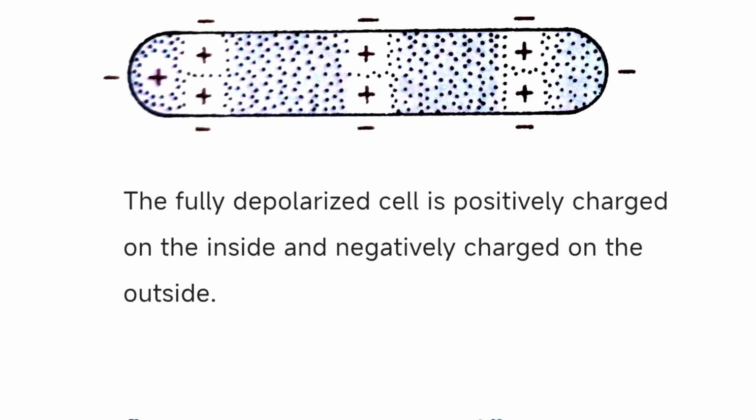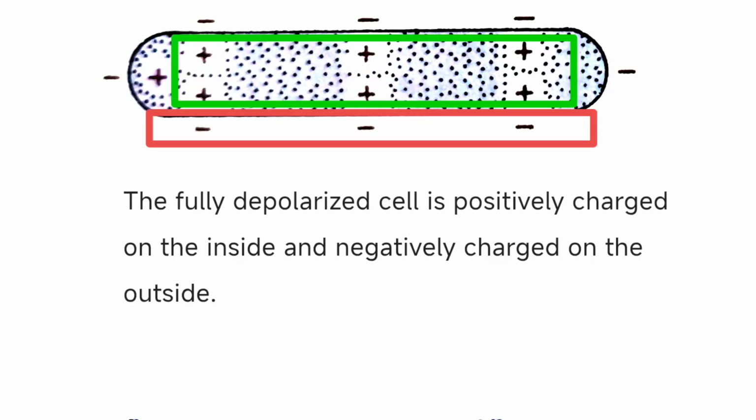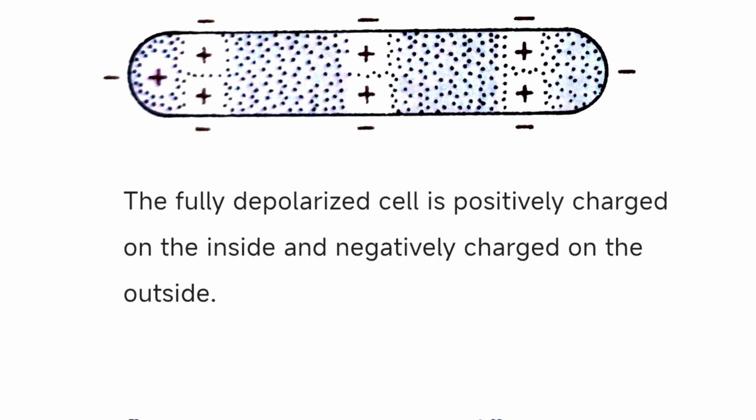When the entire cell becomes depolarized, the outside is negative. The inside is positive. At this stage, there is no voltage difference. Therefore, no electrical current flows. This is very important to remember. ECG deflections appear only when electrical activity is spreading. No deflection appears when the cell is fully depolarized.